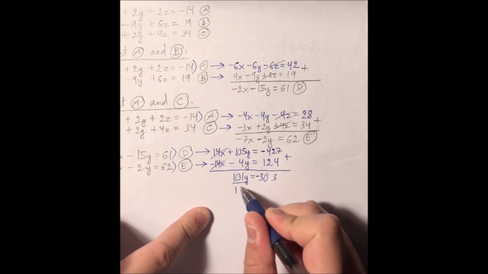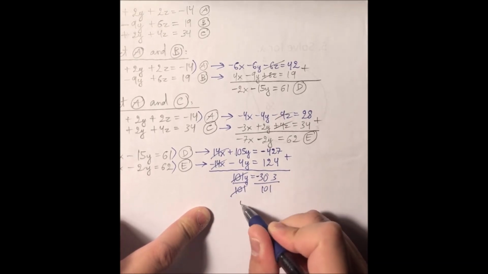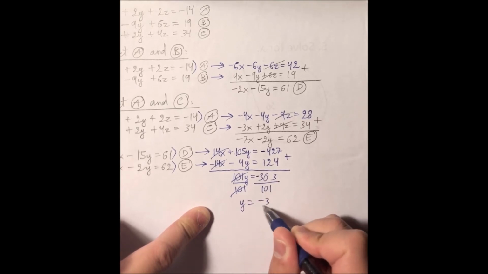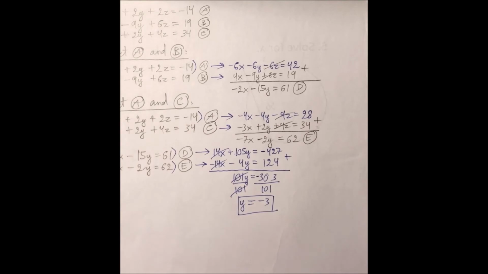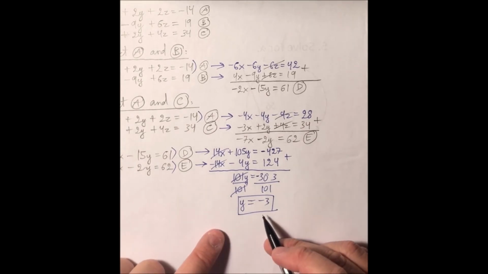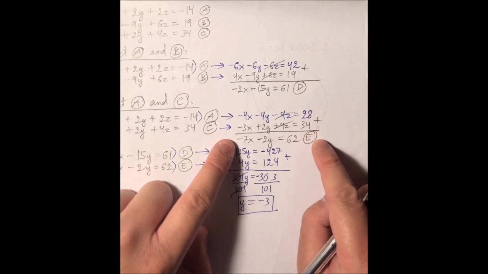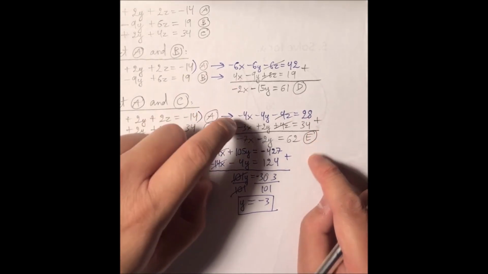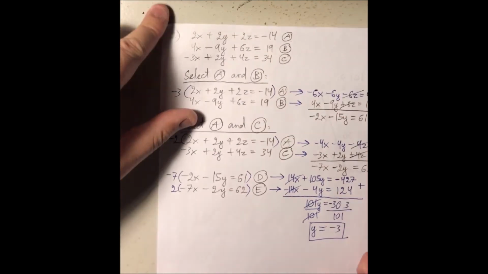So divide everything by 101 to solve for y. I got y equal to -3. That's one variable. Now with y equal to -3, I get to go backward to selecting either equation D or E to evaluate the x, and then take the x and y, go back to one of the three original equations to solve for the remaining z.